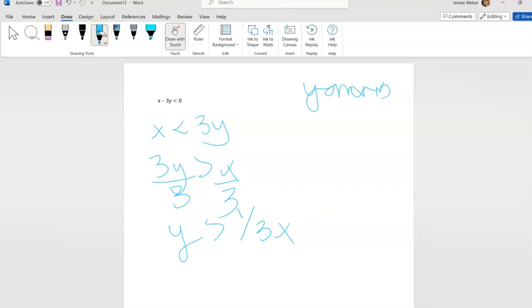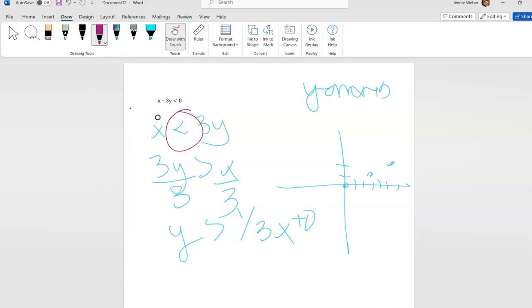When would you flip the inequality? Obviously, if you divide or multiply by a negative number, but I didn't. So now I'm going to graph this line. So this starts at 0, right? Because there's no plus 0. And I'm going to go up 1 over 3. Up 1 over 3.